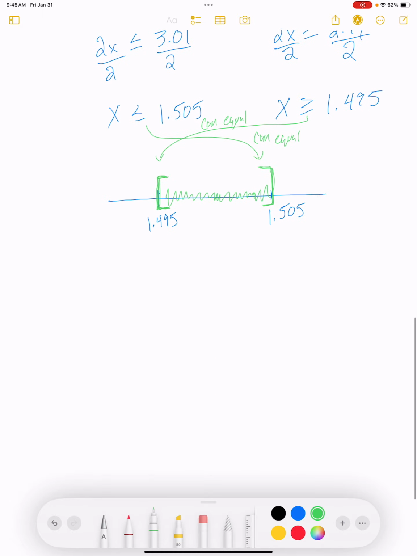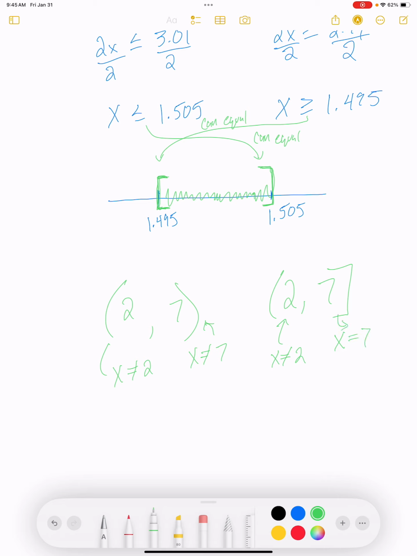So once again, if I have parentheses, and I use random numbers to make my point, like 2 and then 7, X cannot equal 2. X cannot equal 7. That's what it means. Now let's say you have 2 and then 7 like this. So X cannot equal 2. X can equal 7. It can be equal to 7 or it can be less than 7 in this situation. So not just equal to 7, but also less than 7.